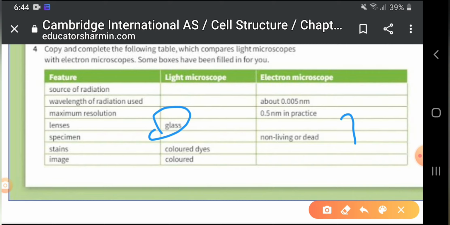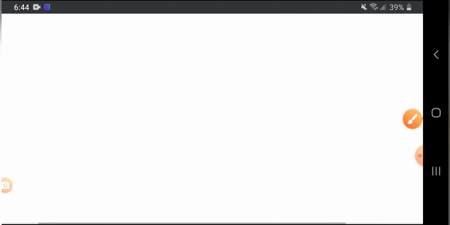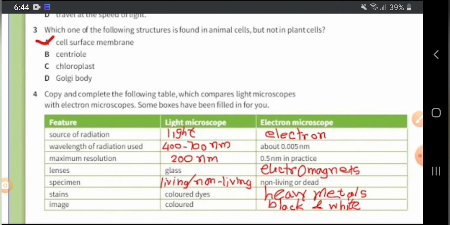Specimen, non-living or dead, that is the specimen we use here. Stain, that is color dyes. Image, all right, so I will give you the answer, check it if you understand or not.